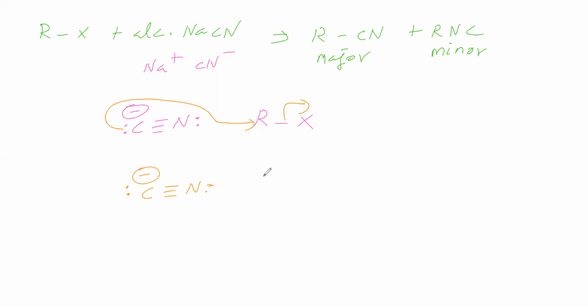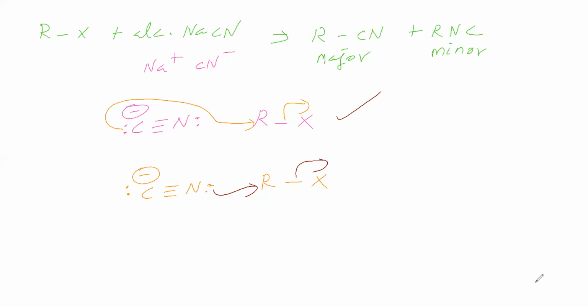Next possibility, we are taking an alkyl halide. Now consider that nitrogen is attacking and this bond is shifting, so we get isocyanide. Which shift is more extensive? Since it has a negative charge, the bond with the R group is formed to a greater extent than the other. Therefore cyanide is major, we can say.